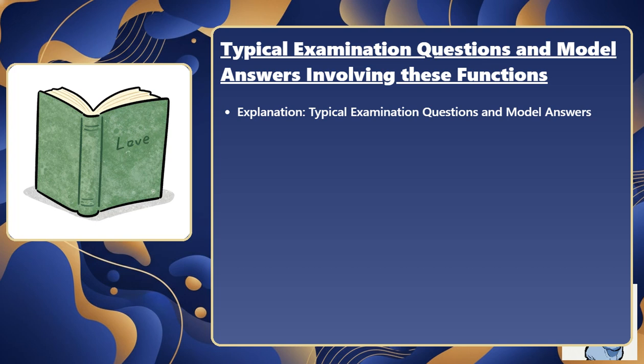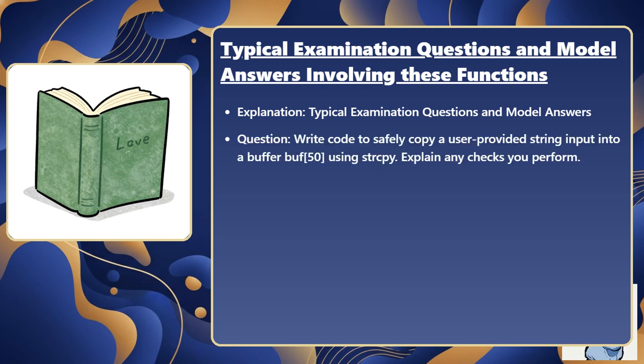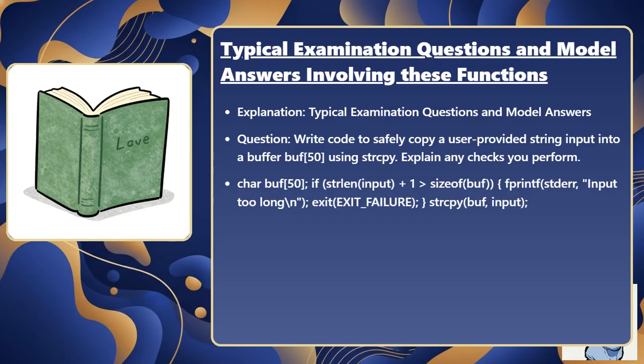Explanation: typical examination questions and model answers. Question: write code to safely copy a user-provided string input into a buffer buff[50] using strcpy. Explain any checks you perform. Declare character array buff of size 50. If the length of input plus 1 is greater than the size of buff, then print "input too long" to standard error and exit with failure. Then copy input into buff using strcpy.